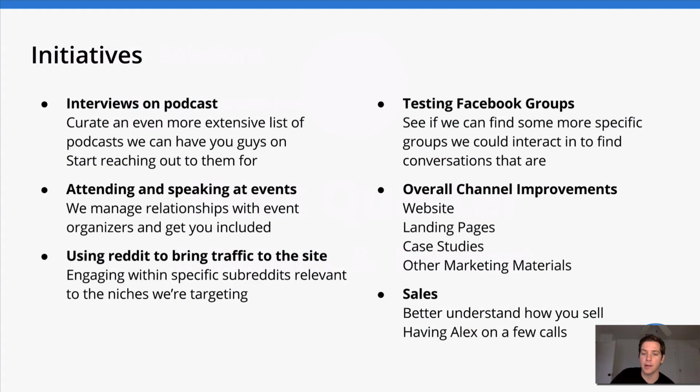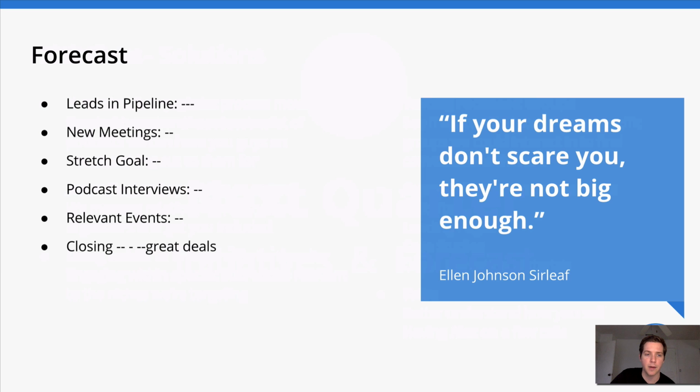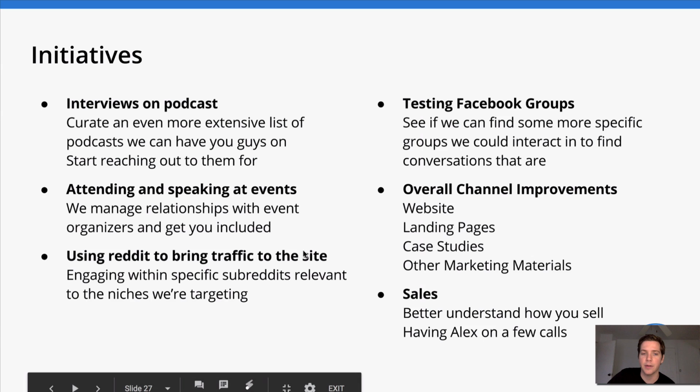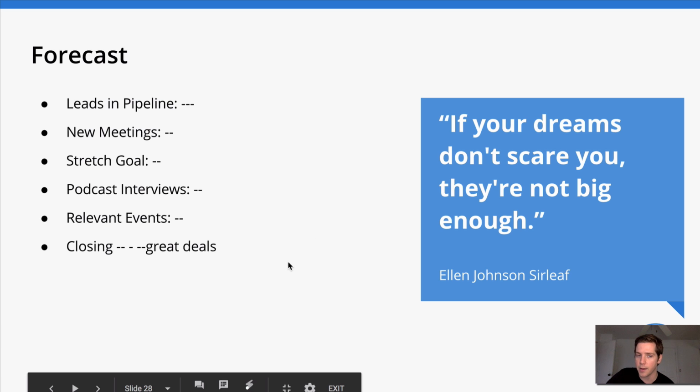We started by listing out a bunch of initiatives we wanted to try for the client: interviews on podcasts, attending speaking events, using Reddit, testing Facebook groups, channel improvements, sales, everything that we're improving for them. And then we forecasted in the next slide based on what we think is going to happen due to these new initiatives and the changes that we made. So leads in the pipeline, new meetings, the stretch goal of meetings, how many podcast interviews they're going to get, how many events they're going to get booked at, and then how many closes they're going to get per month.